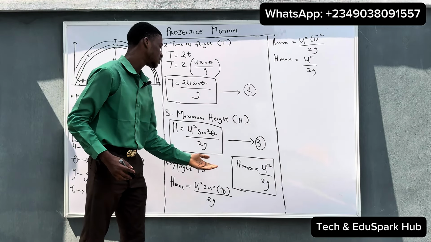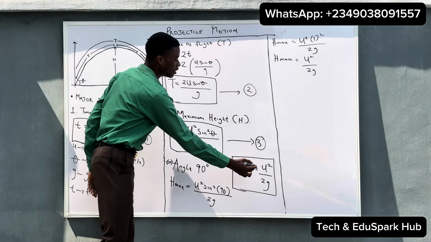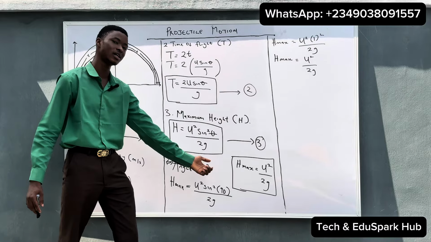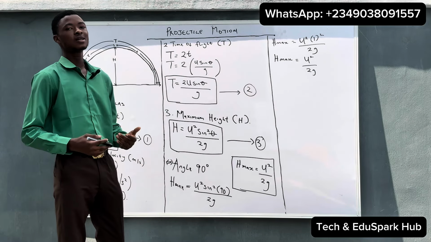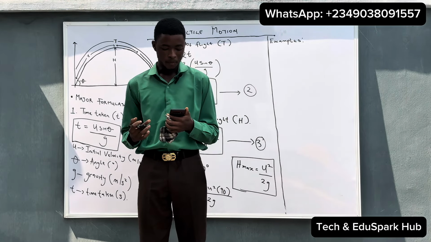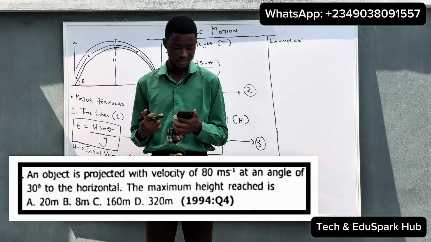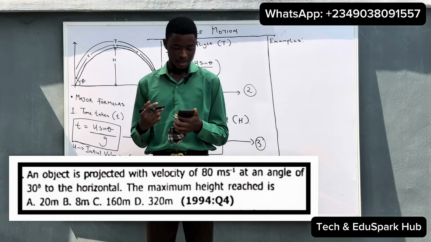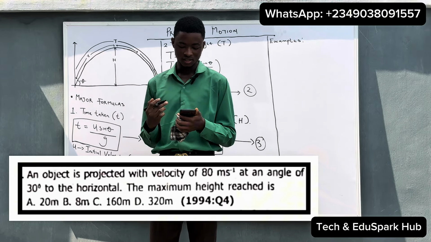So this H max is useful if you are not given the angle of projection. If you are only given the initial velocity and the gravity, you can just simply use this H max to get the maximum height, so long as you are not given the angle of projection. So let's look at some examples under this maximum height. The first example, as displayed on the screen, says that an object is projected with a velocity of 80 meters per second at an angle of 30 degrees to the horizontal. The maximum height reached is.